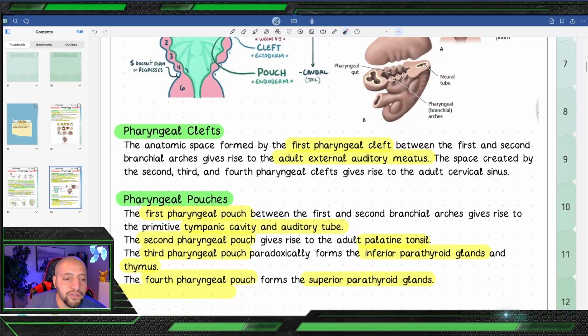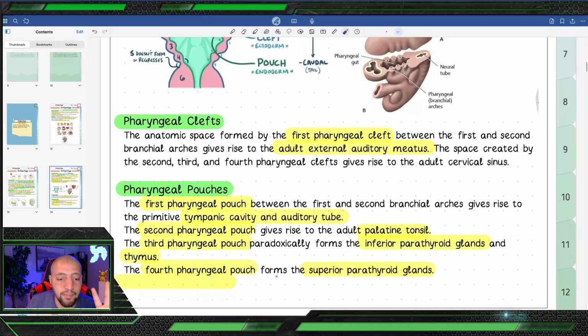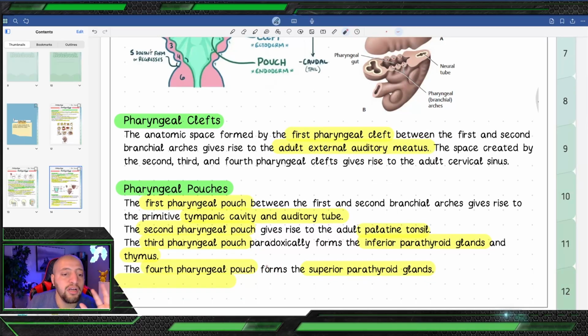How about the pouch? Pharyngeal pouch. The first pharyngeal pouch between the first and second branchial arch gives rise to the primitive tympanic cavity and auditory tube. The second one will give us the adult palatine tonsil. The third one will give us the inferior parathyroid gland. And the fourth one gives us the superior parathyroid gland. So this is the main character or the main structures coming from these.